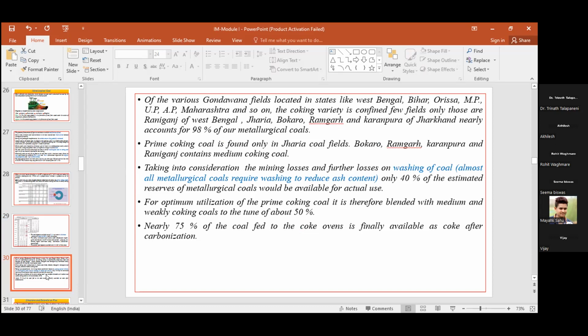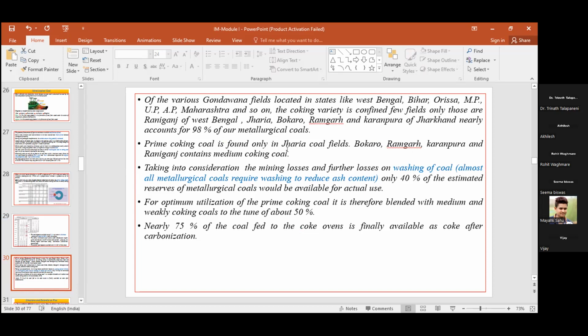The prime coking coals are basically available in Jharia coal fields, then Bokaro, Ramgarh, and Raniganj. These contain medium coking coal, and Jharia coal fields contain prime coking coal.